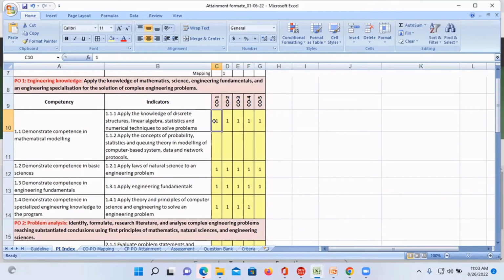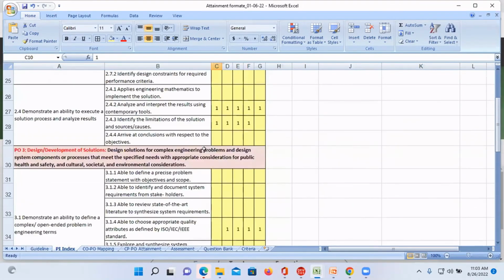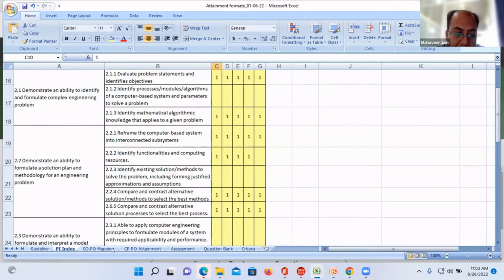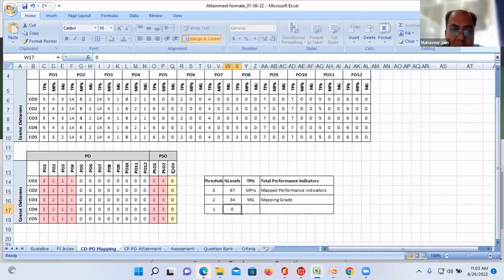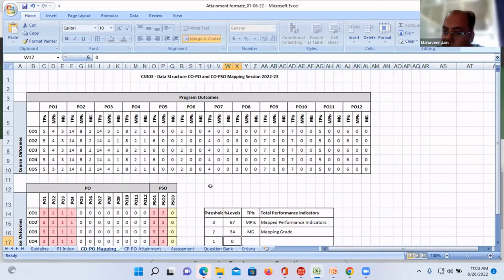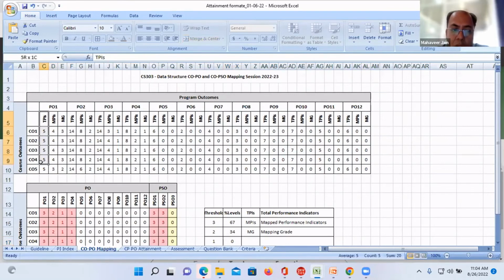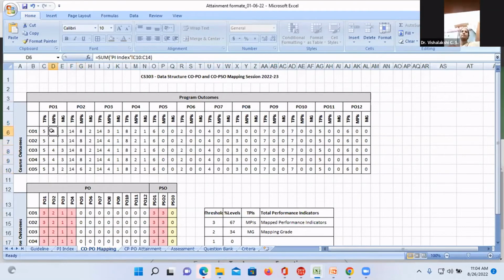Yes, sir. Okay. So with the help of this, you put the 1 or not, and we will get this mapping. So this is the seed. This is a pre-decided seed. Once you have designed this seed, every time you need not change here. Certainly, the program outcomes. Here we have written the TPIs. These are the total performance indicators. Then the mapped indicators, what have been mapped.